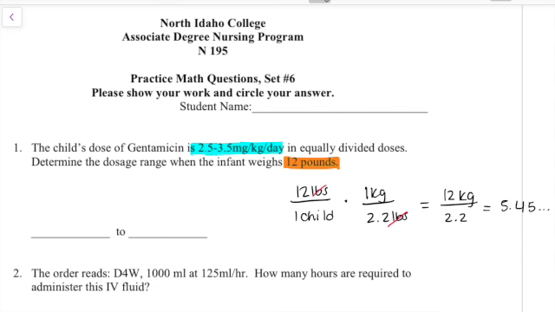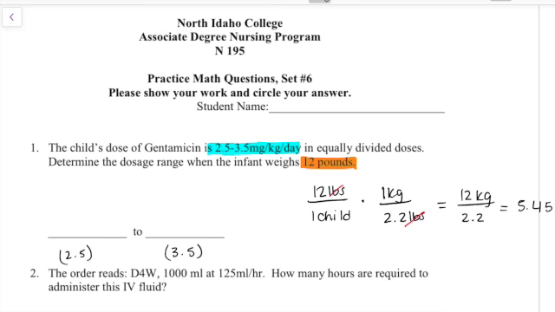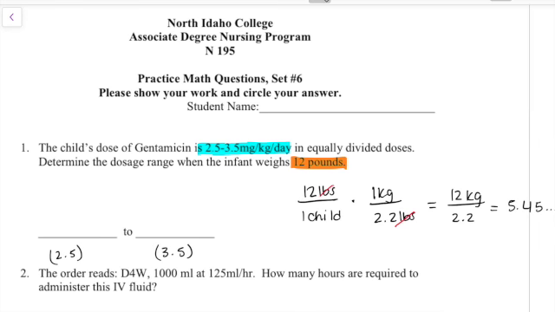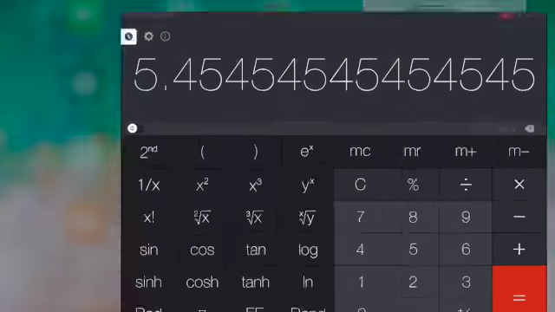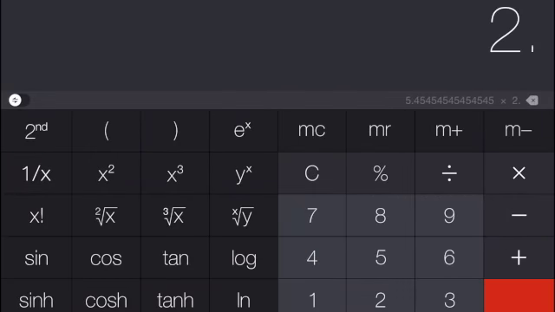So for the dose ranges, our lower dose range is the 2.5 and our upper is the 3.5 milligrams per kilograms per day. So let's start with 2.5. We will multiply their weight by the dose. So 5.45 times 2.5. Go back to the calculator, multiply it by 2.5.